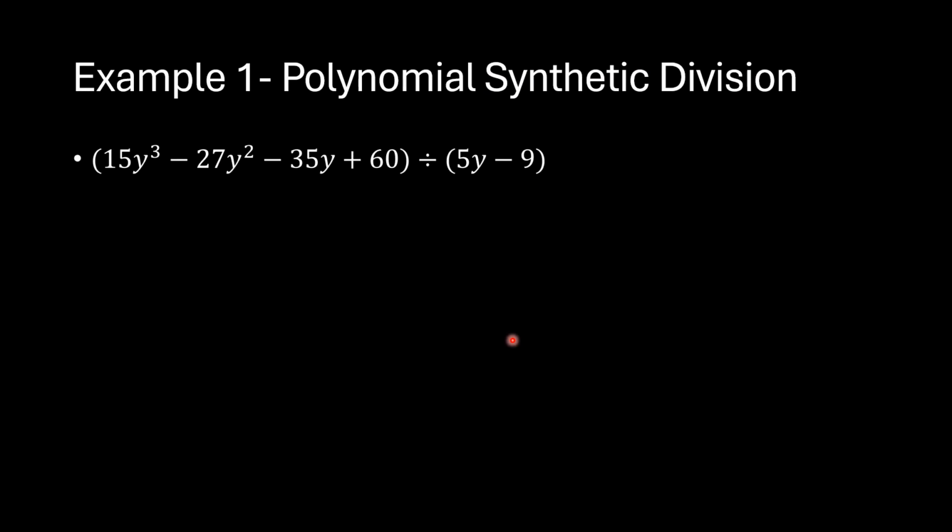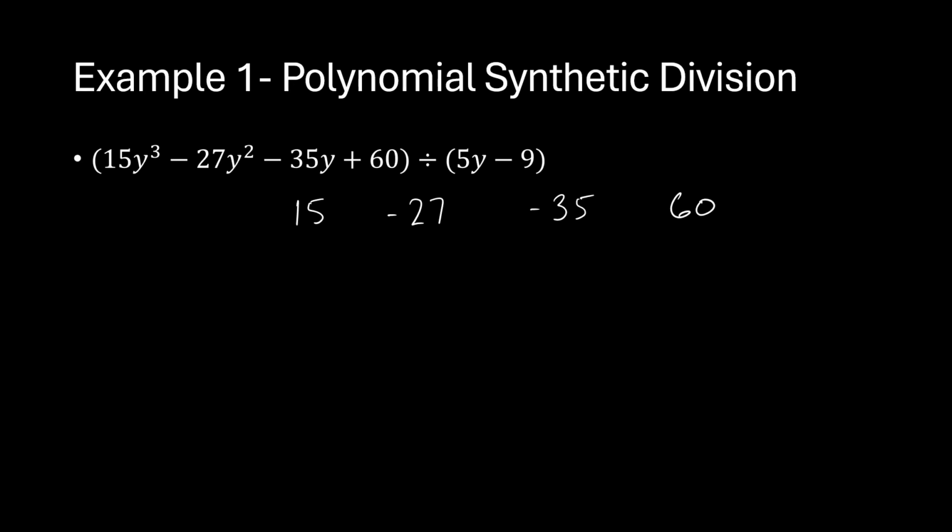So first, let's look at an example of polynomial synthetic division. If you recall, with synthetic division, you write the coefficients of the dividend, and then on the side you put the divisor. So let's do that. So 15, negative 27, negative 35, and then 60. Now on the side, you're going to put your divisor.